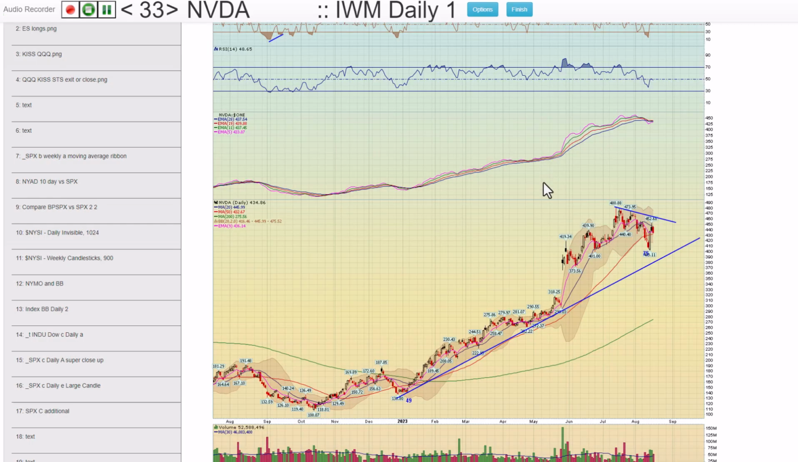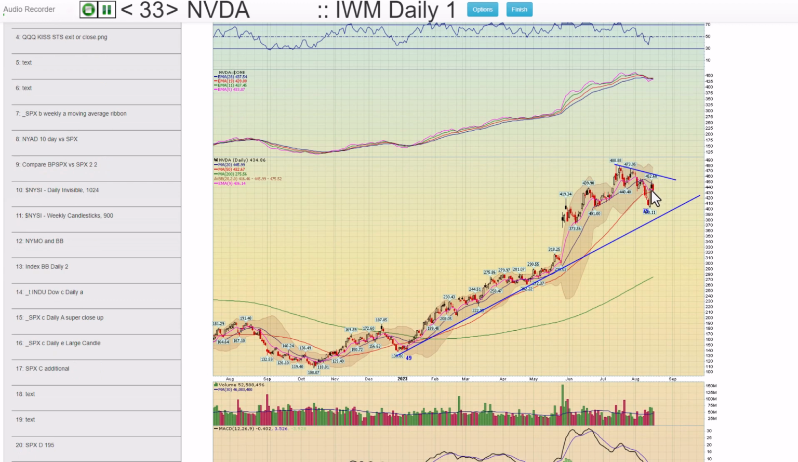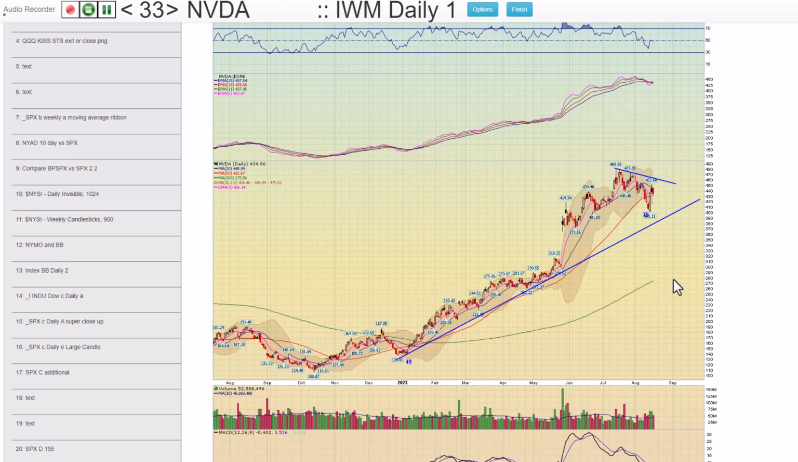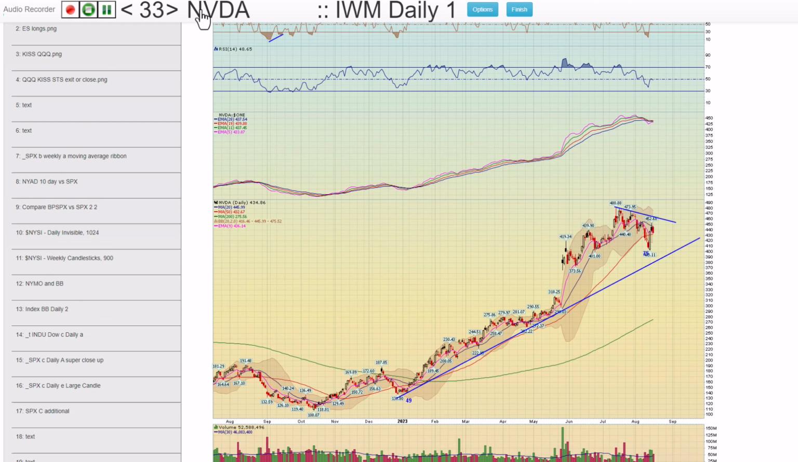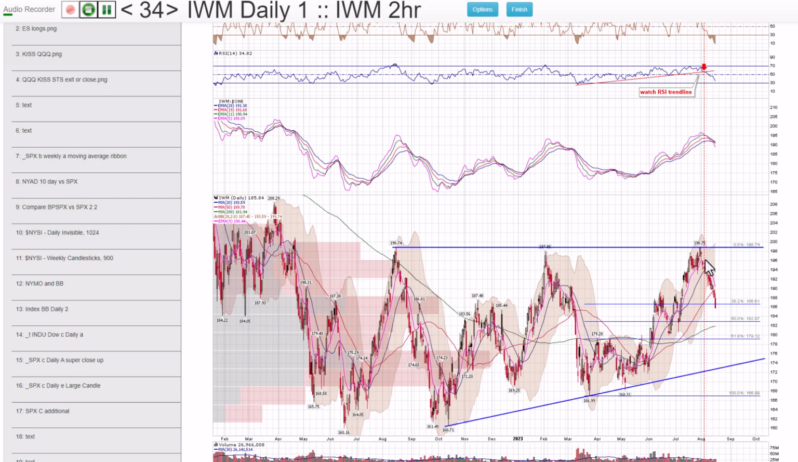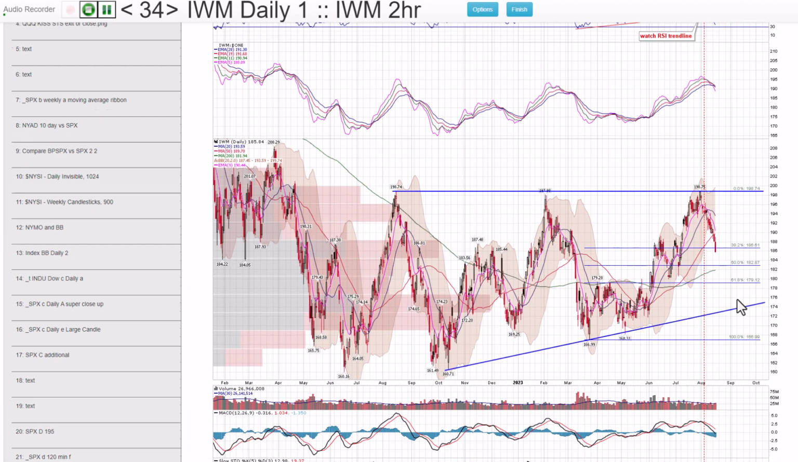Next, chart 33, here's NVIDIA. NVIDIA had that big rally on Monday, but I said, I think it's going to likely form a lower high. So you could see pulling back a little bit here, but obviously holding up pretty well. But next, chart 34, IWM, Russell 2000.